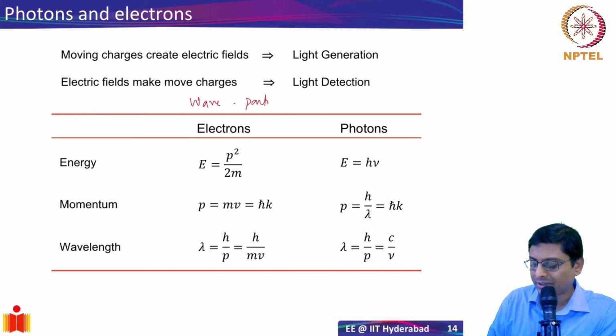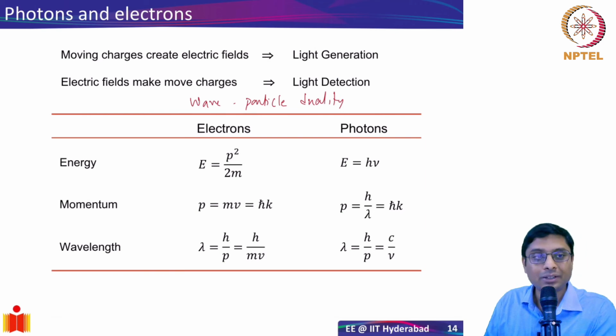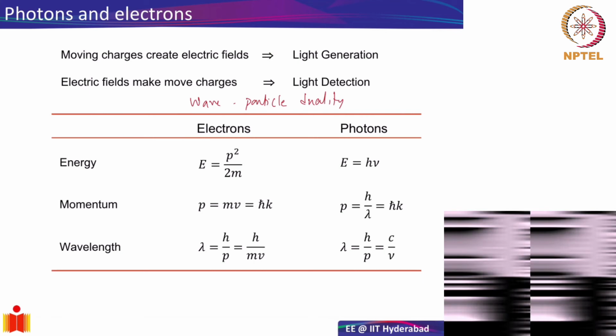Both are valid, and there are certain regimes where the particle picture is useful, and certain other regimes where the wave picture is useful. So what you see here is, let's say, energy. I tabulated a few things for electrons and photons, and you see that the energy of an electron is essentially given by p square by 2m. So it's related to the square of momentum, and this is called the parabolic dispersion. If you are familiar with electronics, you must have heard about the parabolic dispersion for electrons.